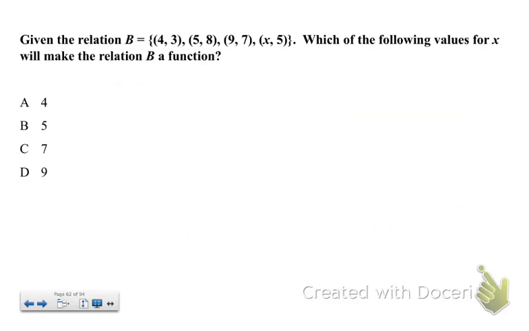Okay, given the relation B, which of the following values for x will make the relation be a function? So in this case, you're kind of thinking which of those values would make it not a function. So remember, something is not a function if the input repeats to a different output. So in other words, it can't be 4, 5, or 9. So the only one that will make this stay a function would be C, 7.